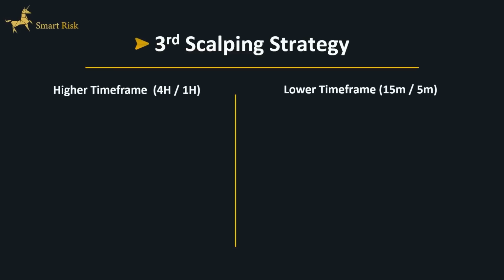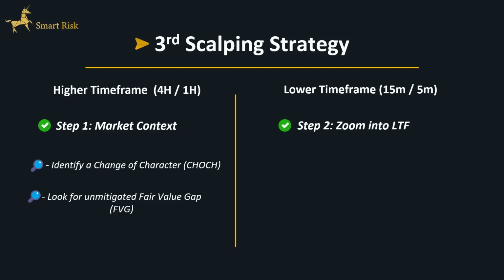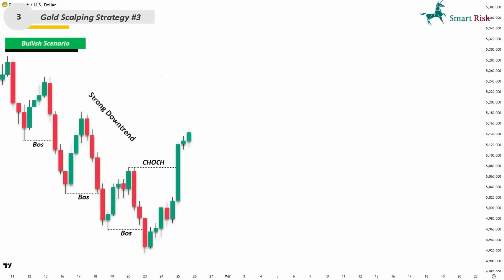Now let's move on to the third scalping strategy. Just like the previous two strategies, to apply this setup correctly, you need to work with two time frames. First, a higher time frame, such as the 4-hour or 1-hour chart, to analyze market structure and look for a clear higher time frame change of character, along with the formation of an unmitigated fair value gap tied to it. Then, we zoom into a lower time frame, such as the 15-minute or 5-minute chart depending on the combination you prefer, to look for reversal signs, confirmation signals, and eventually a proper entry model. Now, let's go step by step and see exactly how to apply it on the chart.